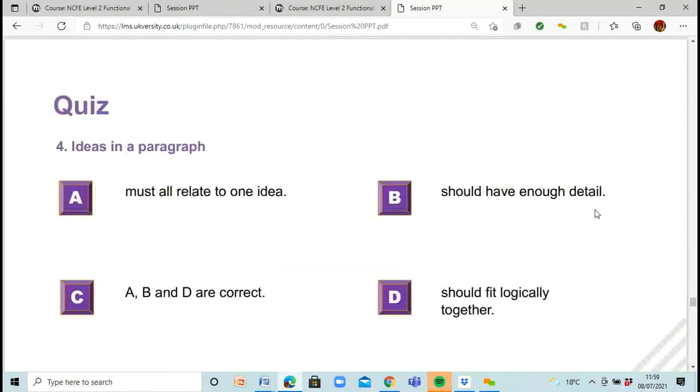Two more questions. Ideas in a paragraph should all relate to one idea, should have enough detail, C, all of them are correct, or D. Now this one is a bit tricky because there are two points to this. They should all relate to one idea and they should fit logically together.